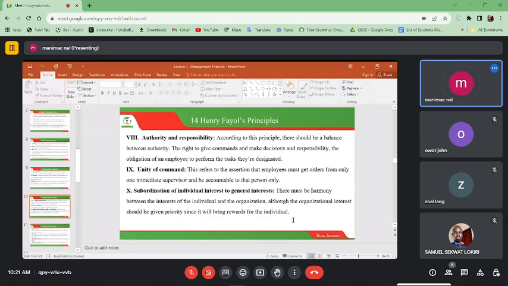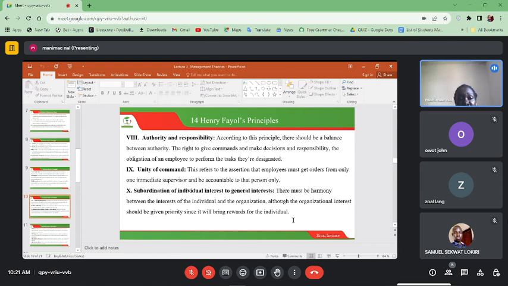Further still, we also have authority and responsibility. According to him, there should be a balance between authority, the right to give commands and to make decisions, and those who are responsible for doing or making the decisions.